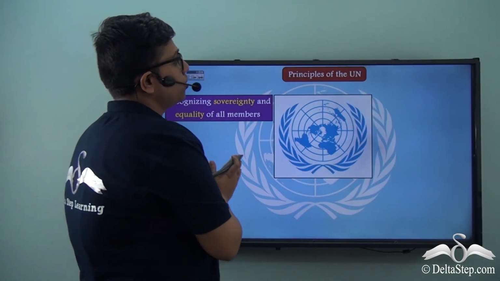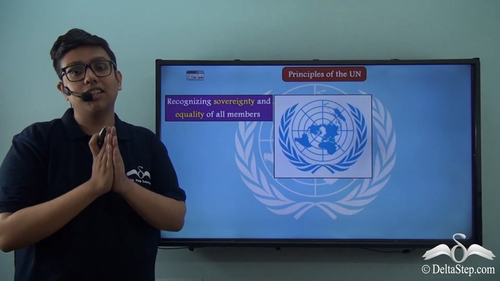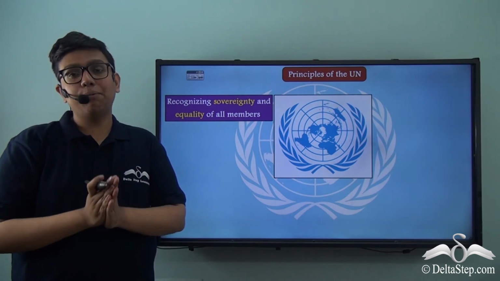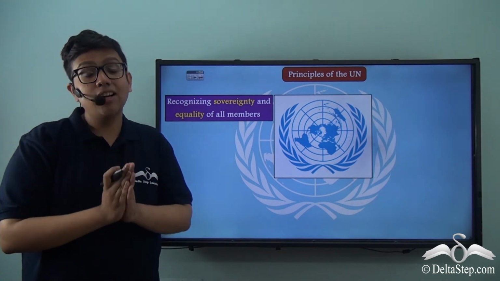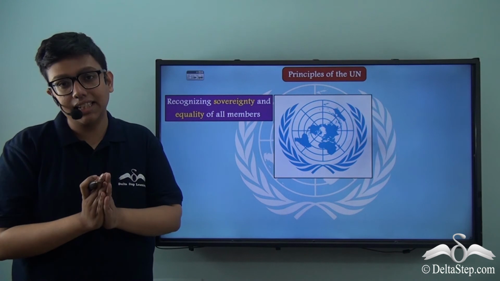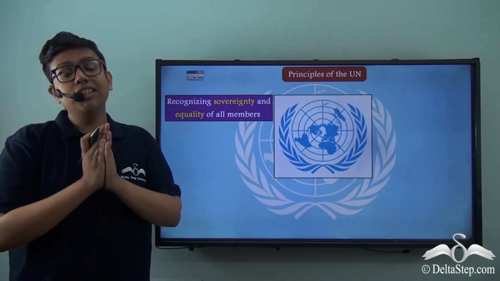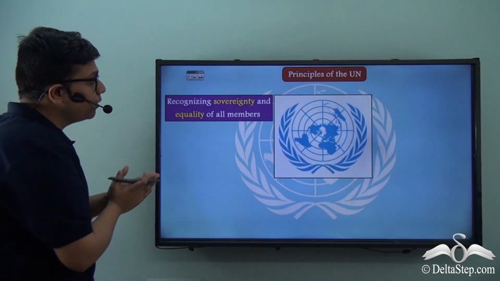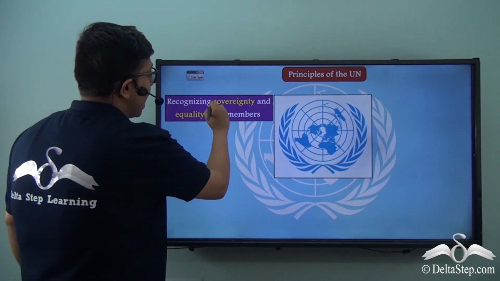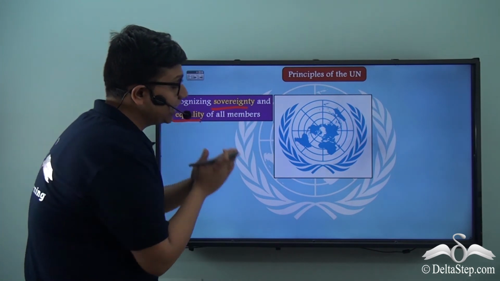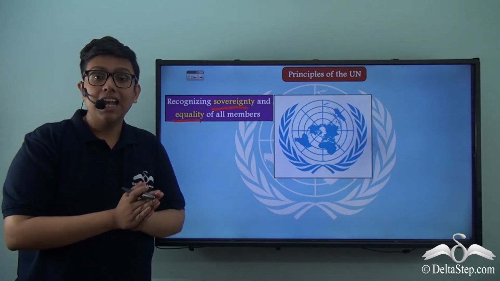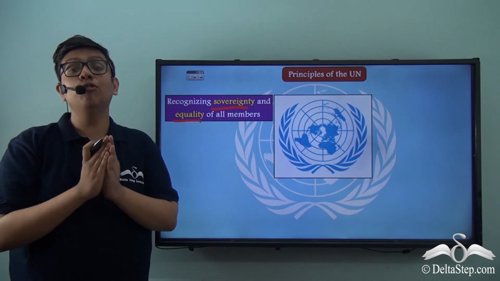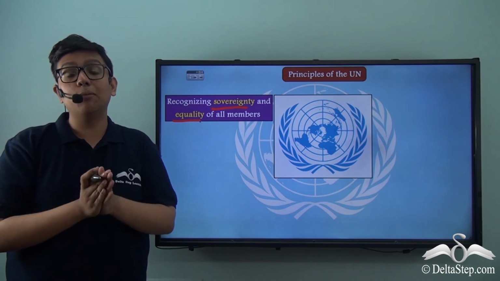Now, the United Nations wishes to achieve its various objectives and aims by listing down some principles. These principles are to be kept in mind by the United Nations itself, and also need to be followed by all the member states who join the United Nations. So let us look at these principles as given to us by the United Nations Charter. The first principle is the recognition of sovereignty and equality of all members. The United Nations cannot be biased towards some members and unfair towards the others. All nations are equal in the UN, and everyone has its own sovereignty or authority over its own domestic affairs.